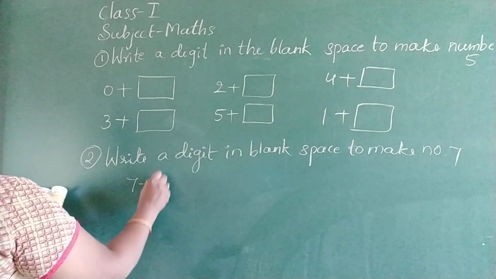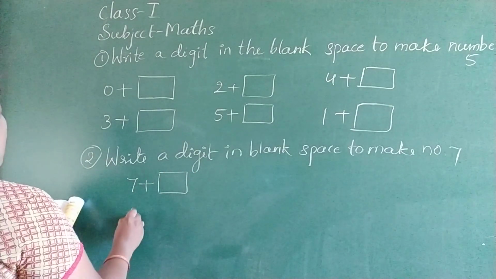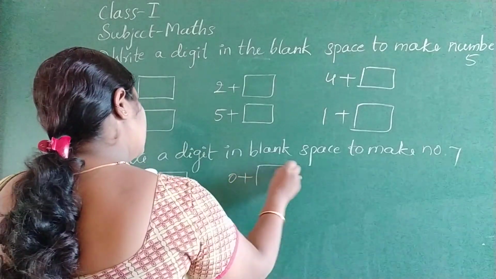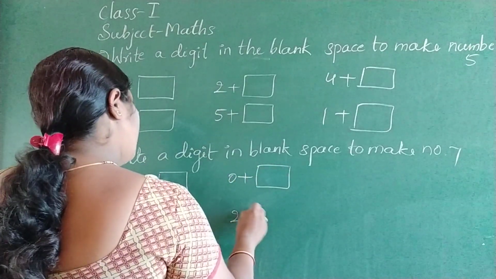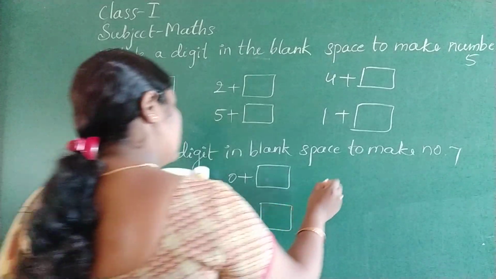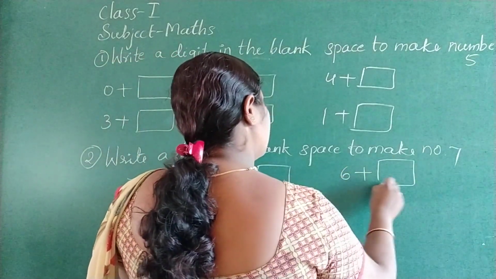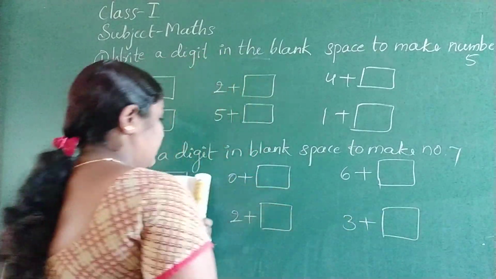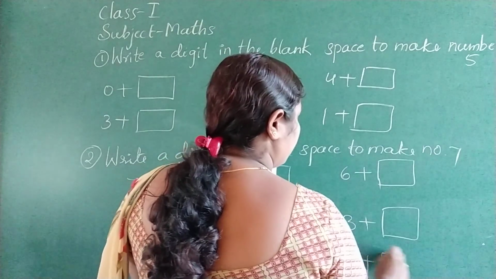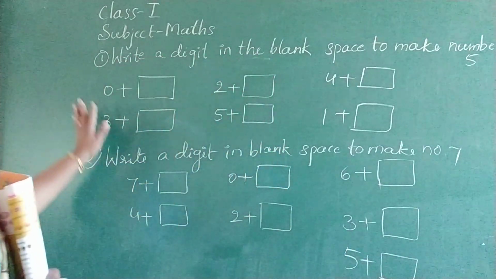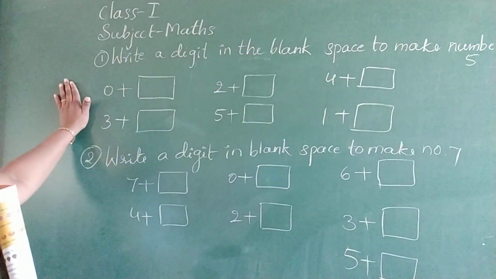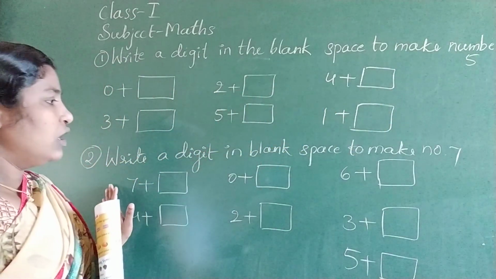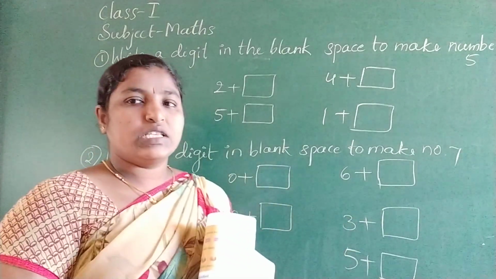Questions are 7 plus blank, 4 plus, 0 plus, 2 plus, 6 plus, 3 plus, 5. Now these are the examples to make the number 5, and these are the examples to make 7.